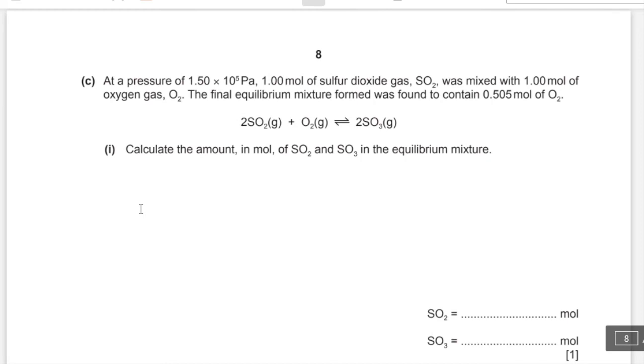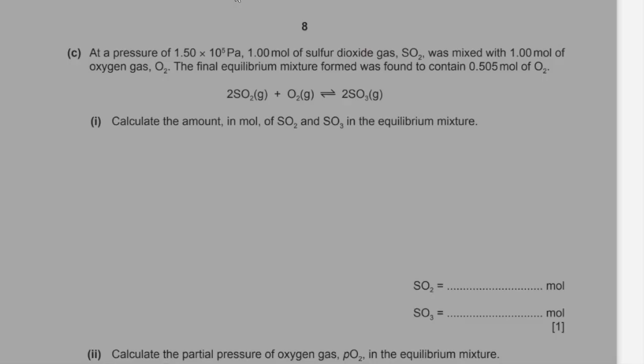At a pressure of 1.5 times 10 to the power of 5 pascals, 1 mole of sulfur dioxide gas was mixed with 1 mole of oxygen. The final mixture formed was found to contain 0.505 mole of oxygen. 1. Calculate the amount in mole of sulfur dioxide and sulfur trioxide in the equilibrium mixture. So let me draw the ICE table, or first I'll write the equation.